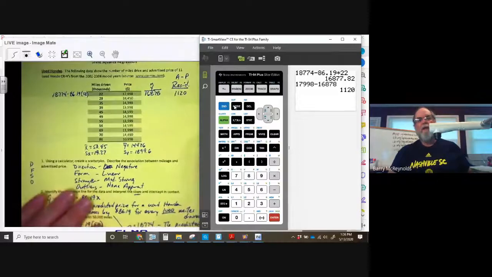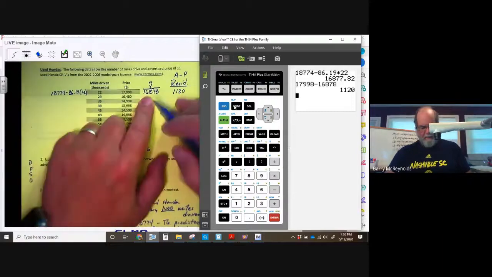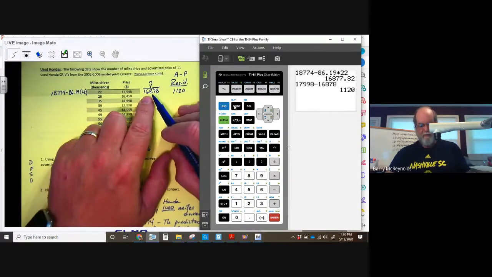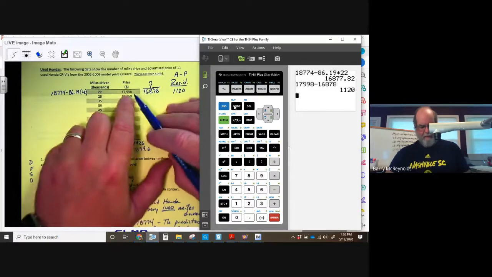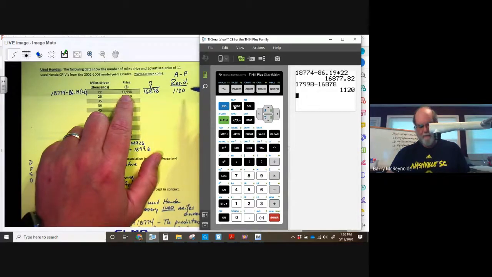And so in context, what this means for us is that based on this data, our prediction model would suggest that the price of the Honda with 22,000 miles should be 16,878, and the CarMax price was 17,998. And so you might say that you are overpaying by $1,120. In other words, the residual is positive, so the actual price is above the predicted price. And so in context here, you might say that you're overpaying by $1,100.